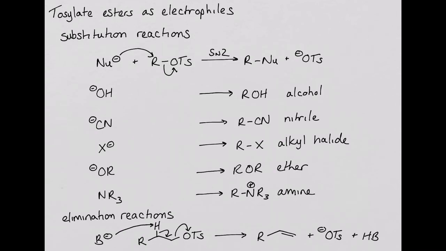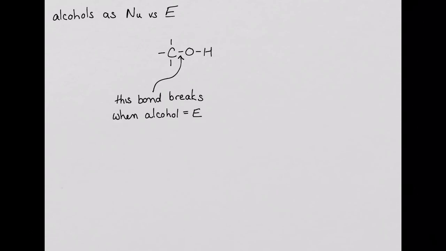There is one more thing to consider when comparing alcohols acting as nucleophiles versus electrophiles. And this is the fact that a different bond breaks in the alcohol depending on whether that alcohol is acting as a nucleophile or an electrophile. If we consider the structure of an alcohol, if that alcohol acts as an electrophile, it is the bond between the carbon and the oxygen that is breaking. However, if the alcohol is acting as a nucleophile, it is the bond between oxygen and hydrogen that breaks.